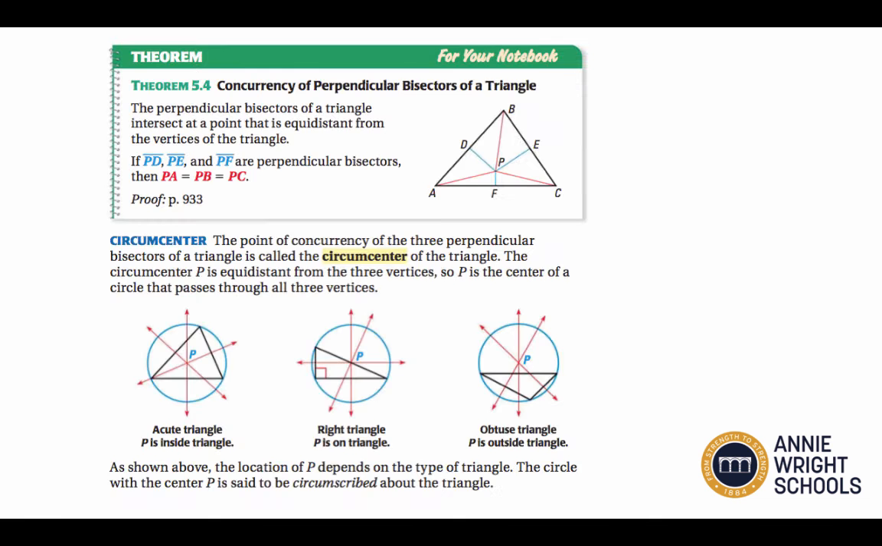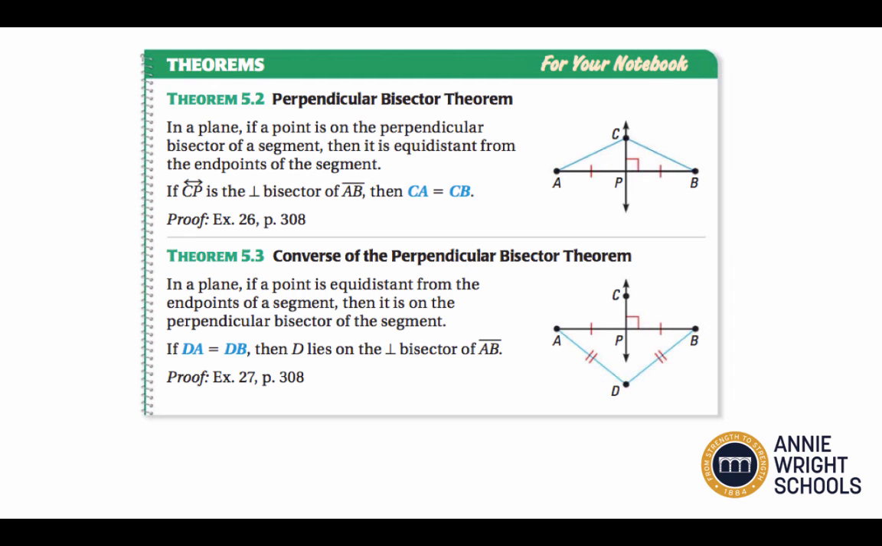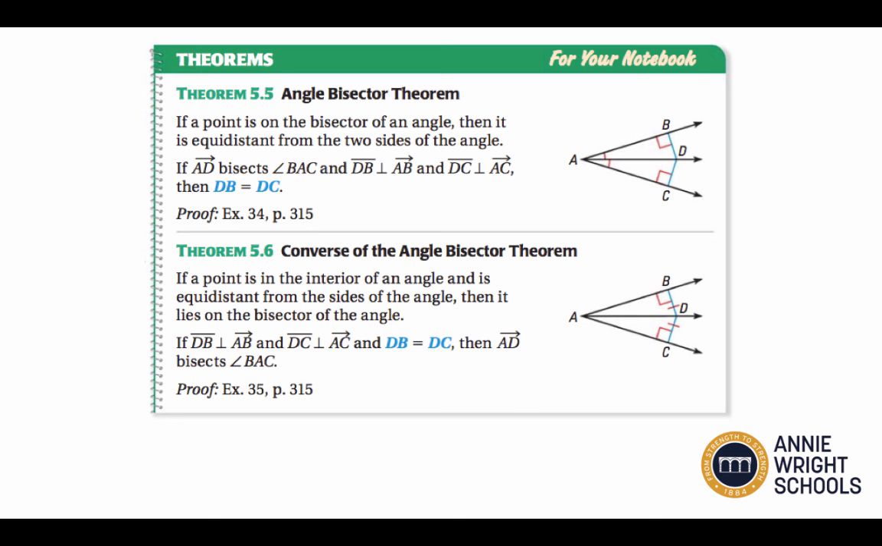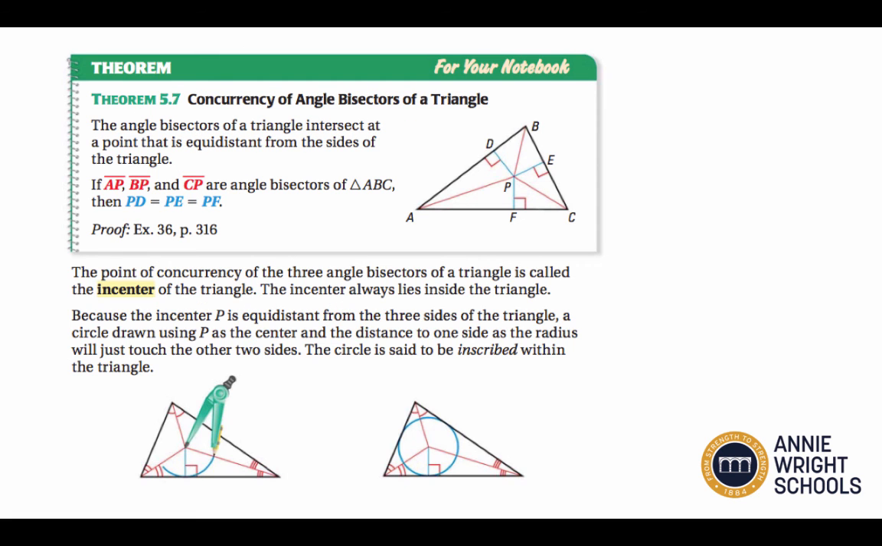We've got perpendicular bisector and the converse of that. We've got this idea of the circumcenter. That's one of your points of concurrency. Then we've got equidistant from the sides for the angle bisectors. And then we have the point of concurrency is the incenter. There's two more points of concurrency. You'll get those in the video due for Thursday.